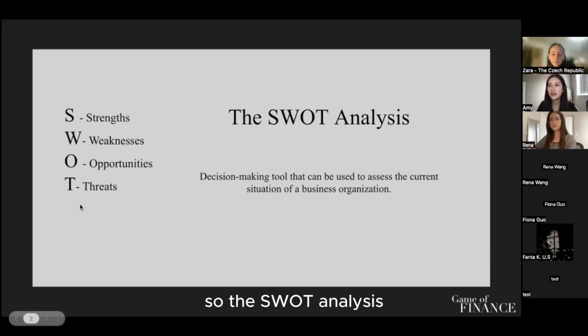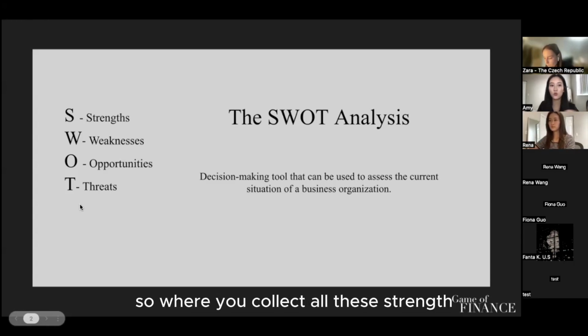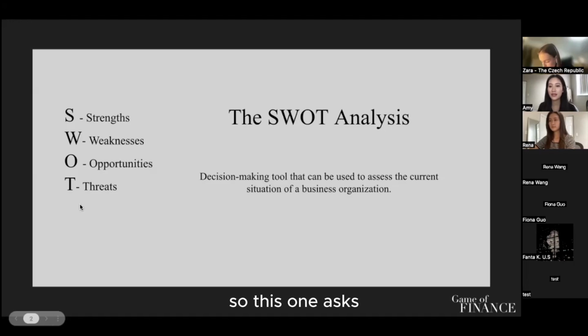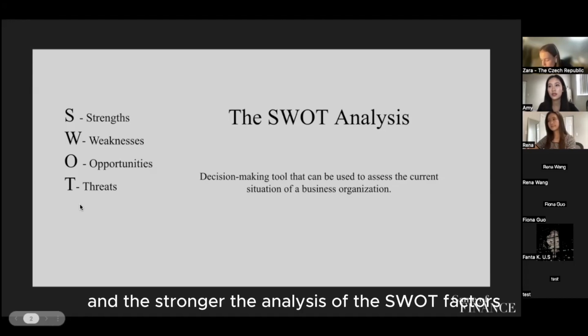So the SWOT analysis or the SWOT matrix is based on perceptions. It is not statistics. The wider the sources, the more reliable the data. So where you collect all these strengths, how you evaluate your strengths. So the wider the sources, the more reliable the data. So the SWOT analysis is data that is based on perceptions, and the stronger the analysis of the SWOT factors will be.